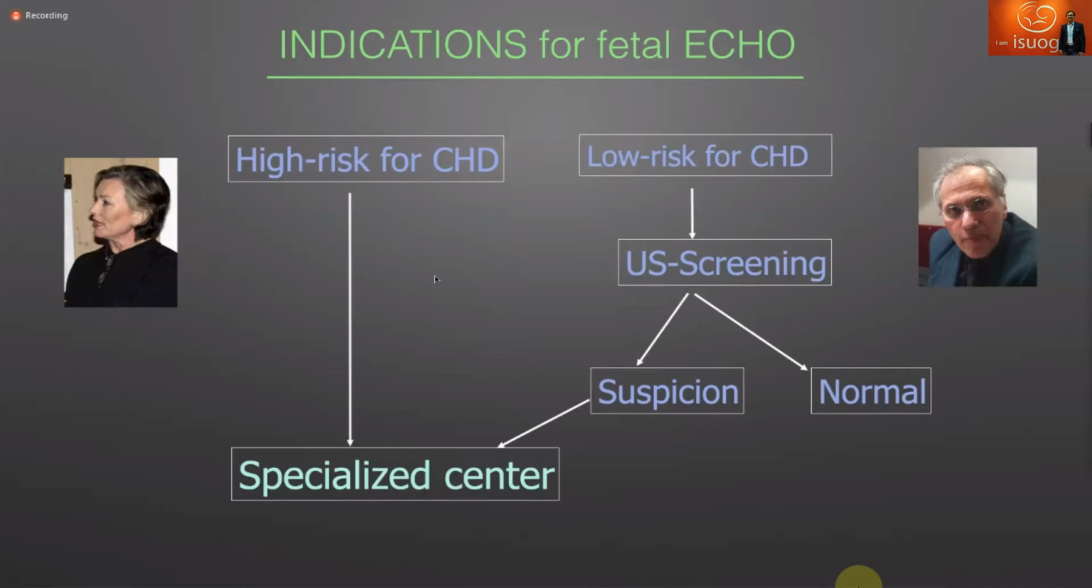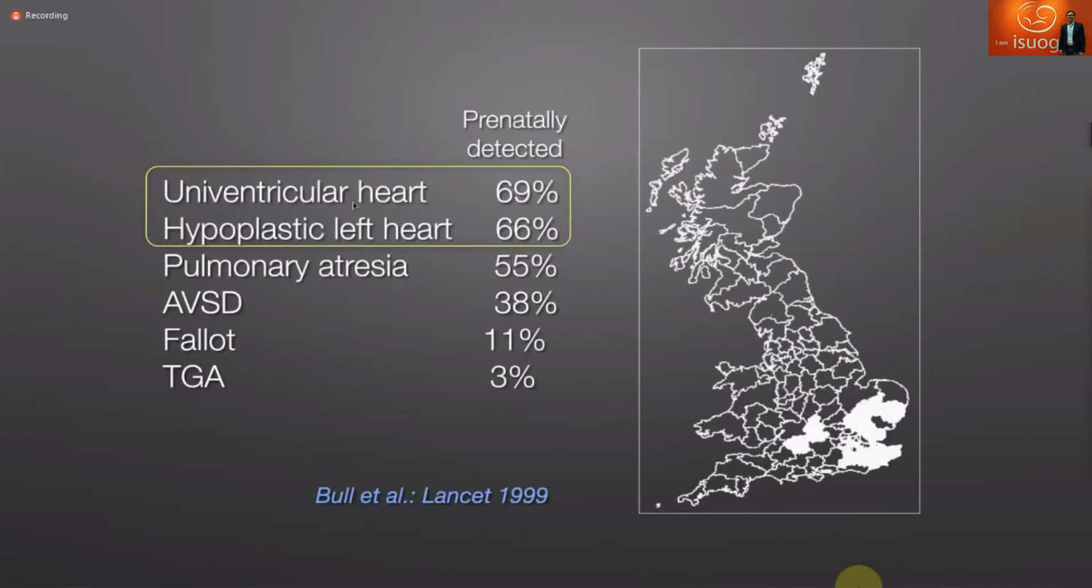And see now the results. The results in the UK around the year 2000 showed that the detection rate of univentricular hearts, like hypoplastic left heart or right heart, was 70% of the cases, because they were focusing mainly on the four-chamber view, and transposition of the great arteries was a miserable 3%. So this is why if you focus only on the four-chamber view, you miss the great vessels.